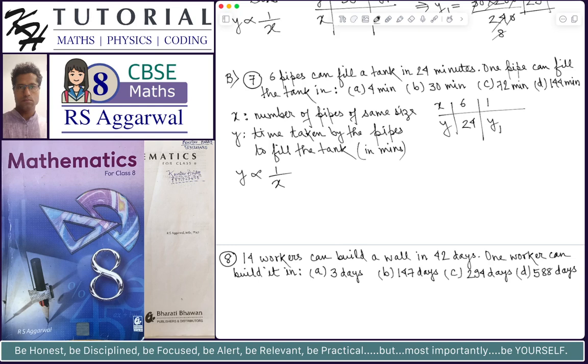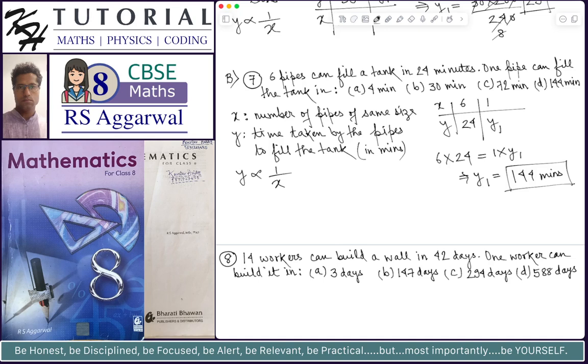Since the quantities X and Y are varying inversely with each other, their product is a constant. So we must have 6 multiplied by 24 is equal to 1 multiplied by Y1. So this implies Y1 is equal to 144 minutes.